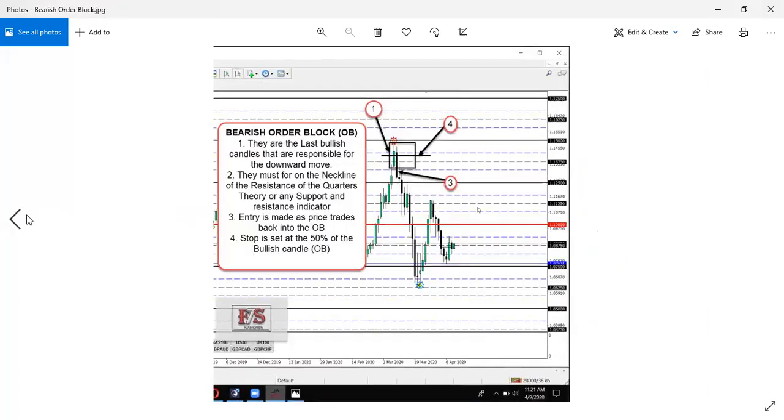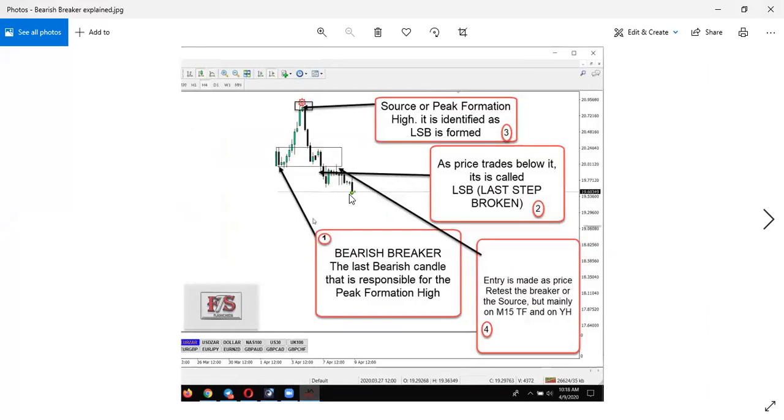Now look at this. I believe from now on you're able to identify what a bullish order block and a bearish order block is all about. Can you identify those order blocks on any chart? Yes. Good. So now we'll talk about breaker and source. Take note of these terminologies: breaker and source.